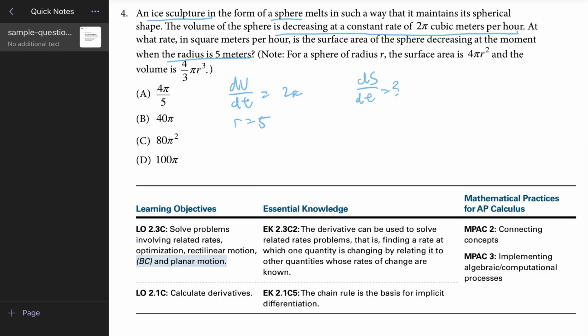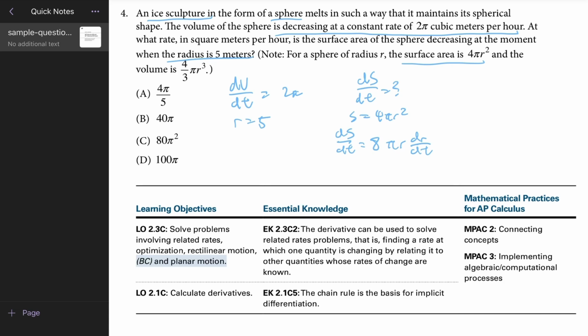So to find ds/dt, we have to differentiate the formula for the surface area. So S is equal to 4πr². Take the derivative, we have ds/dt is equal to 8πr. Don't forget the dr/dt because this is with respect to time. Now here we have the radius, which is 5. We don't have the rate of change of the radius with respect to time.